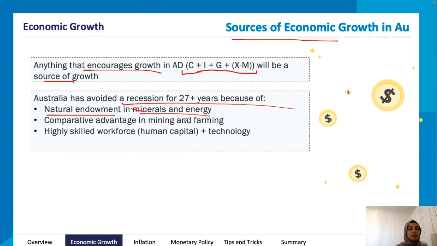We have a lot of people that are very highly skilled. They go into tertiary education, or they have some sort of education or unique skill set that they can utilize in a job, and we also have quite good technology. So we have a whole range of different factors that help our economy do well, and these are some of the factors that have helped us avoid a recession as a country.